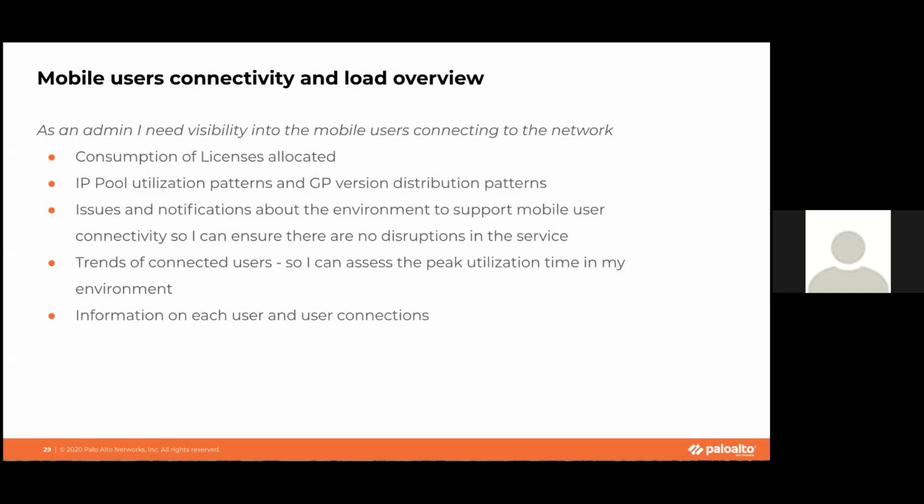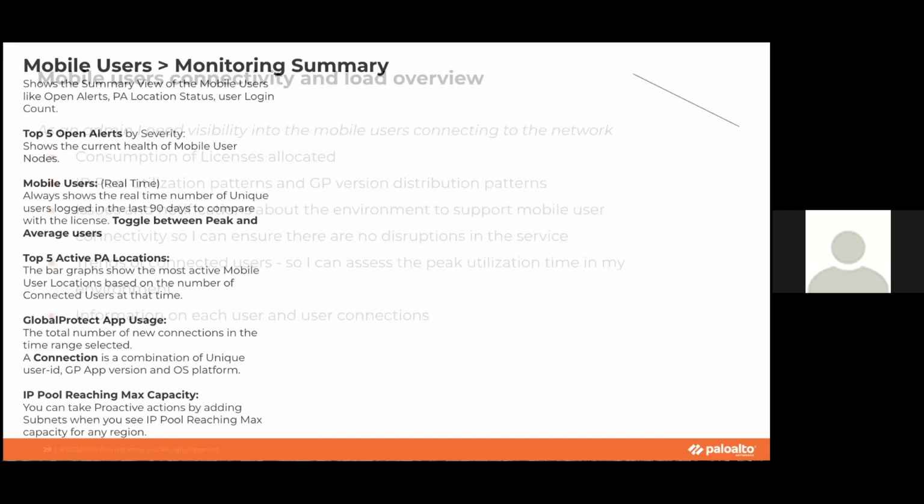Mobile users. Another very important dashboard is the mobile users dashboard, which gives you the consumption of licenses and all the allocations. You can look here at the IP utilization and issue notifications about your environment for mobile users. Trends of connected users let you assess the peak utilization at any time. It gives you the data and helps you with capacity planning, and information about each user and connection, what authentication method you are using, and how the GP distribution is. Let's have a look into the dashboard and go into the details.